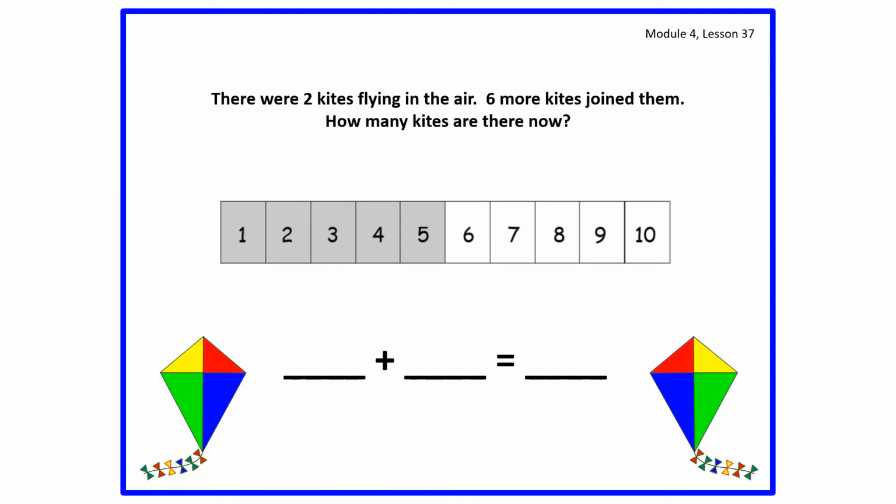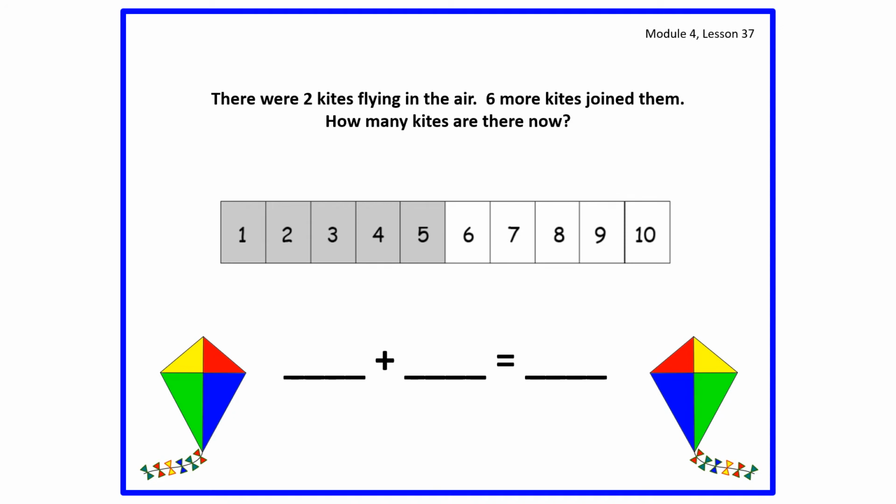There were two kites flying in the air. 6 more kites joined them. How many kites are there now? Well, I have 2 kites, and I'm going to add 6. 5, 6. So I'm going to count the fast way, starting from 6, 6, 7, 8. I have 8 kites. How many kites do you have?